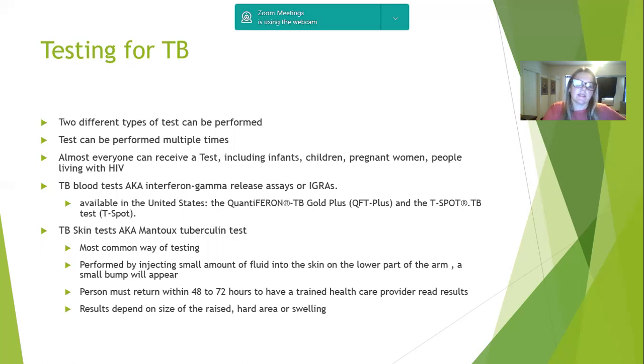The TB skin test is also known as the Mantoux tuberculin test. This one is the most common way of testing. It is performed by injecting a small amount of fluid into the skin on the lower part of the arm. A small bump will appear. The person must return within 48 to 72 hours to have a trained healthcare provider read the results. The results depend on the size of the hard, raised, or swollen bump that is on the skin.